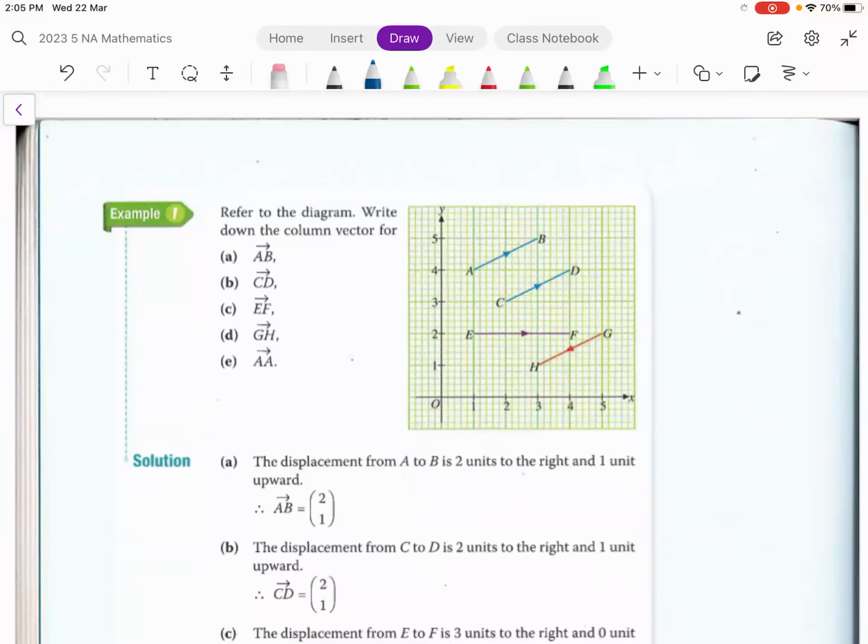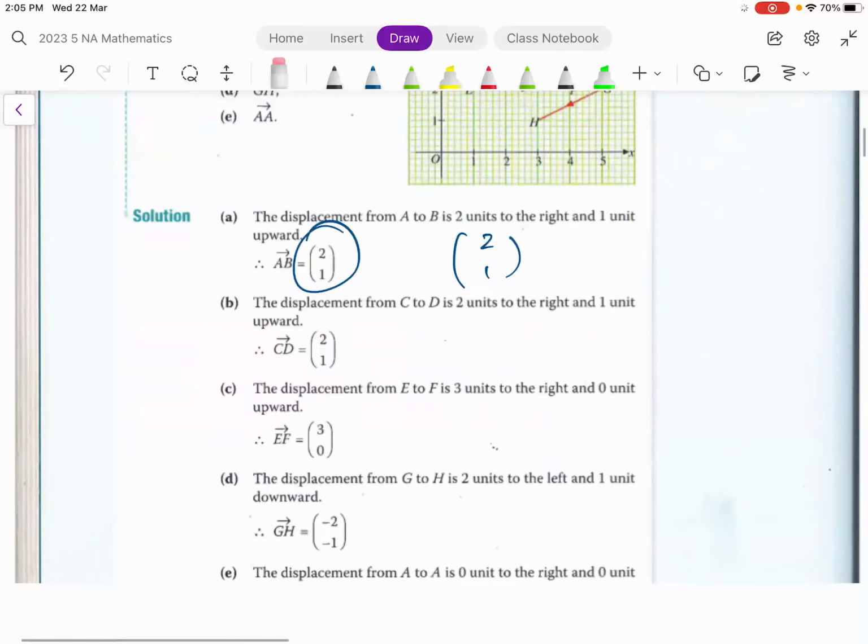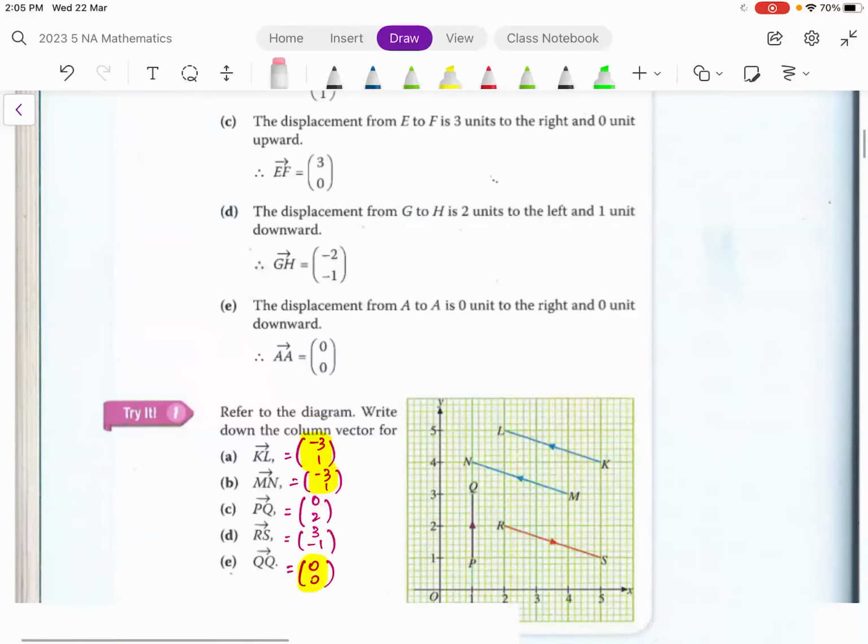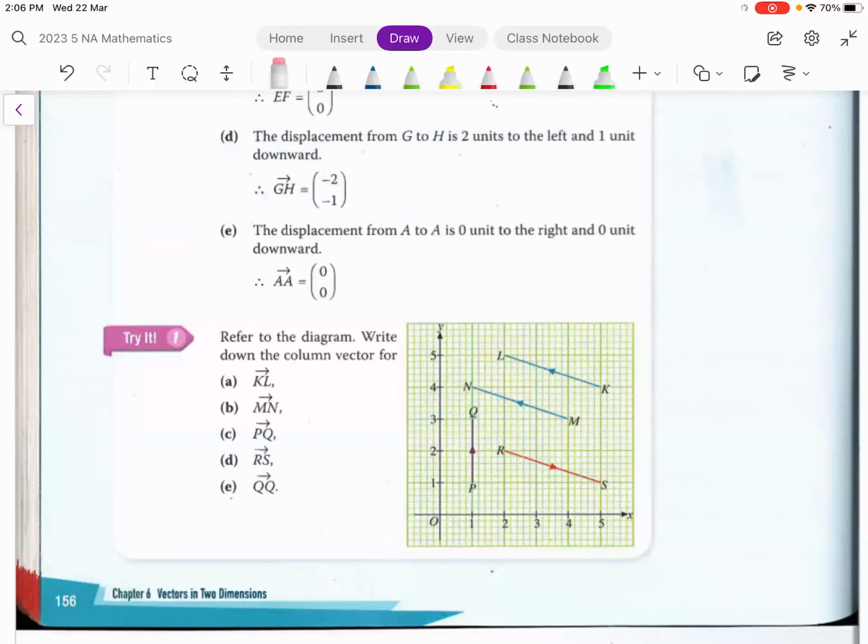Okay, so let's do some quick practice. Example number 1. Just go through it first. The column vector AB from A to B, you go to the right first, 2 units, and then 1 unit up. So you simply write AB as 2, 1. No comma involved, no fraction sign. Some people write like this, 2 over 1, like a fraction. Wrong. It has to be 2 on top, 1 at the bottom. Okay, so try it now. Very simple. How many units to the right? How many units upwards? If it is to the left, then it is negative. If it is downwards, it is still negative.